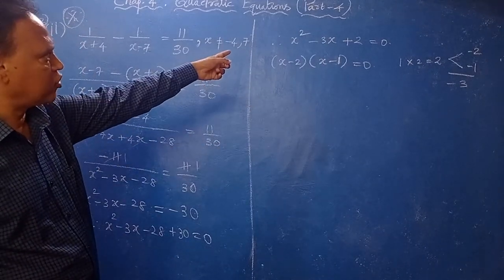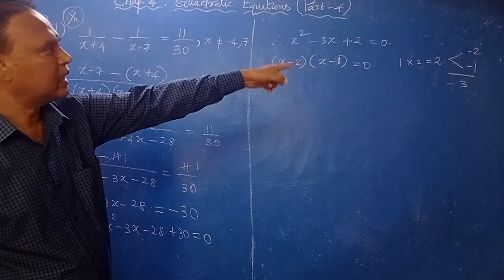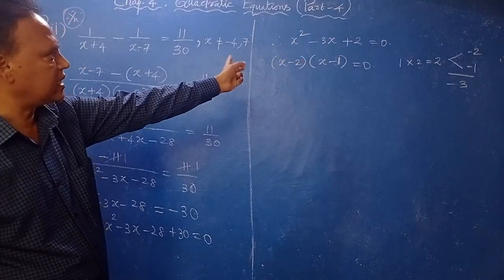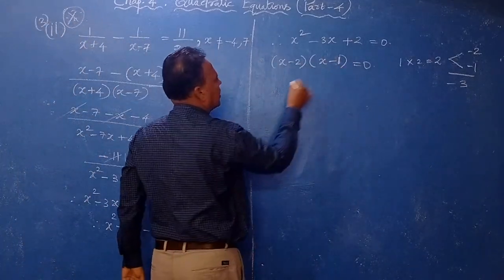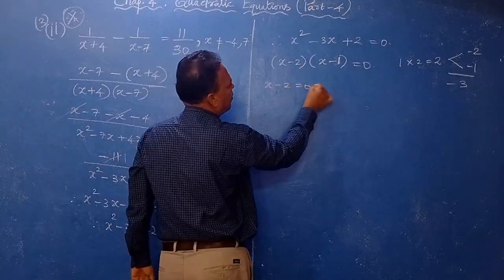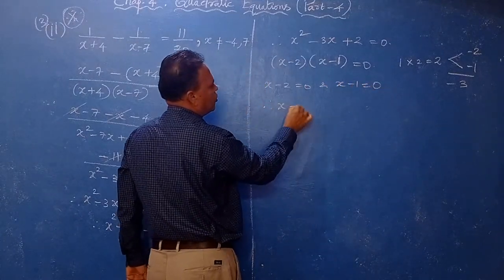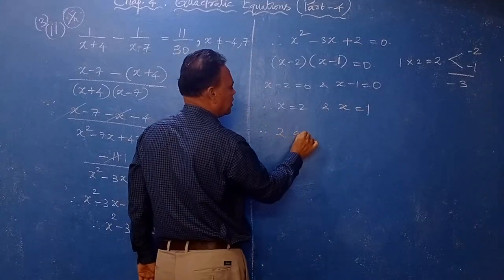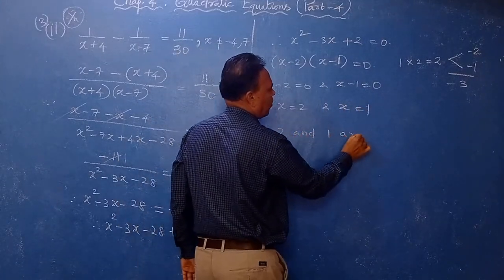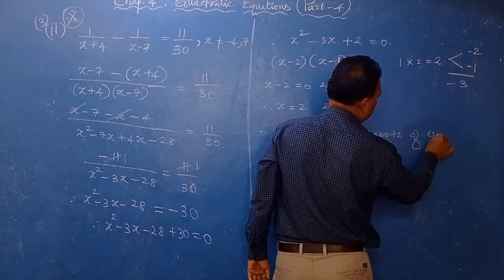When the x squared coefficient is 1, straight away you write there. You are finding the factors now. Those factors you have to take as they are, x minus 2, x minus 1. Now you make it 0. Therefore, x is equal to 2 and x is equal to 1. Therefore, 2 and 1 are roots of the given quadratic equation.